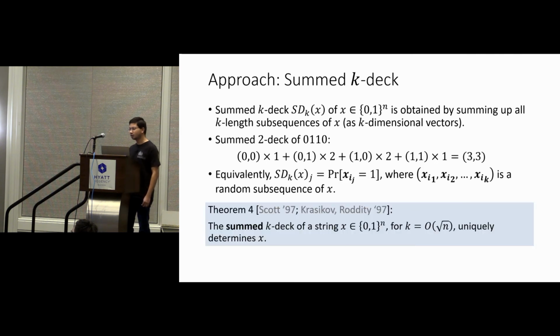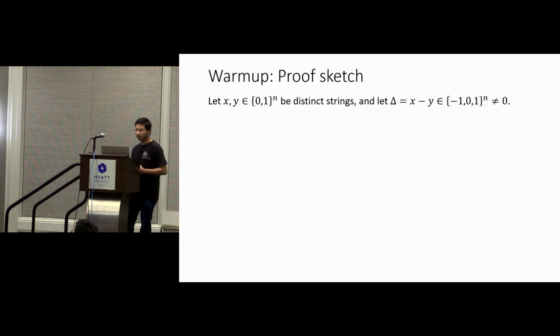And in fact, Scott and Krasikov and Roditty showed that the summed k deck of a string, when k is about root n, itself identifies the string uniquely. I'll show a very brief sketch of this proof, because we'll need to generalize each step of this proof in a non-trivial way to get our population recovery result. So let x and y be two strings, and let delta be the difference string. So this is a plus minus 1, 0 string, which is not identically 0.